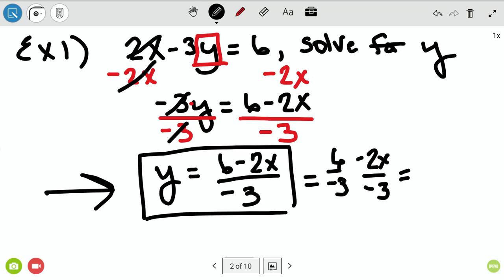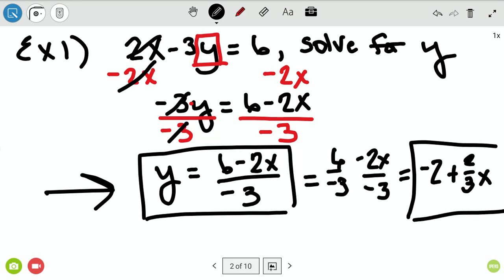And what is 6 divided by -3? -2. And we know that a negative and a negative goes positive, so -2x over -3 would actually go positive. I'm just going to rewrite that whole thing. All right, so we got -2, and then a negative and a negative goes positive, and 2/3 x is left when you reduce. Now, this right here and this equal the same thing.